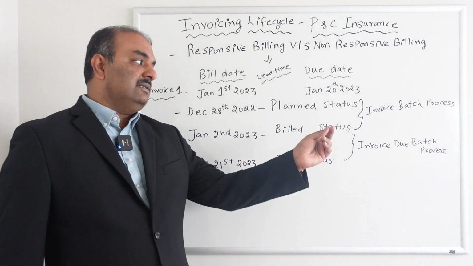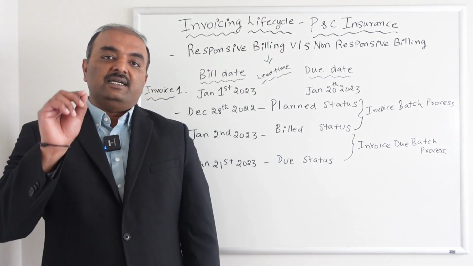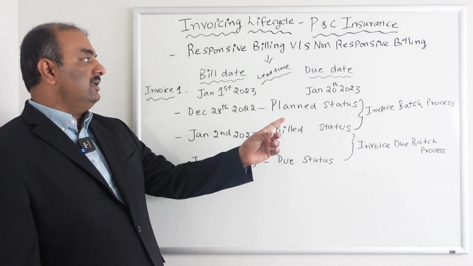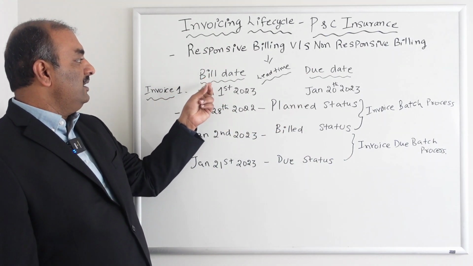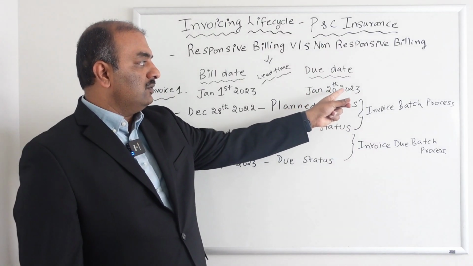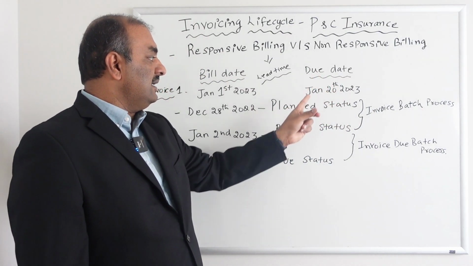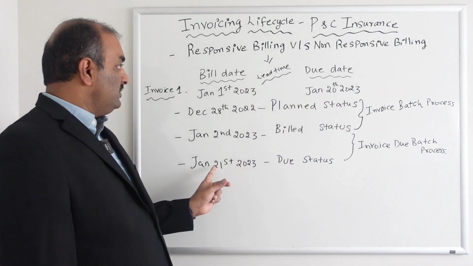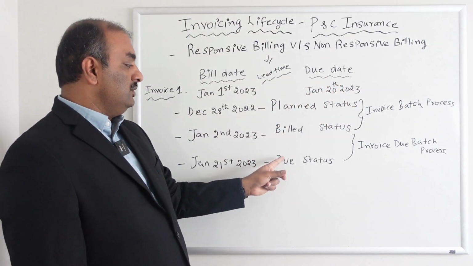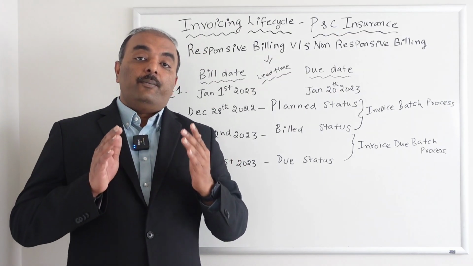and the work of this batch is to trace all the invoices which have a status of billed. Whenever the date comes to the due date, in this case, if you see this invoice, the bill date is January 1st, 2023 and the due date is January 20th, 2023. As of this date, when this batch runs, it will convert the status from billed to due. So 1 day after the due date, this invoice changes to due, and the expectation is by this date the customer should have made a payment.